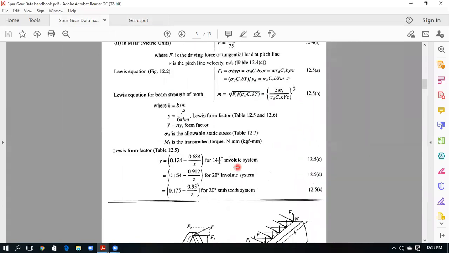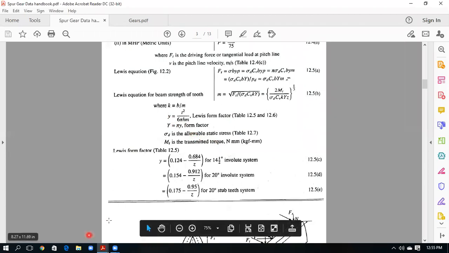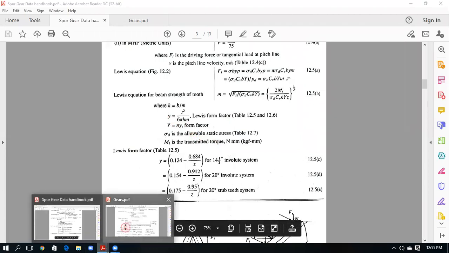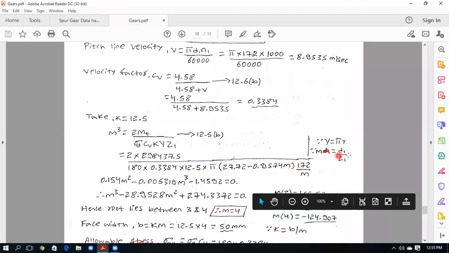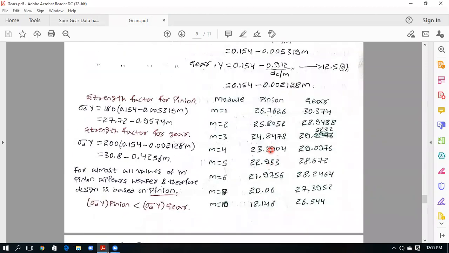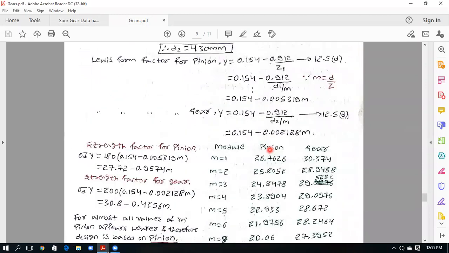12.5b. Here you can see that this is m cube. M cube is equal to 2 mt by K. Here you can see that capital Y is nothing but pi into y. Y is nothing but the Lewis form factor. Already we have calculated the Lewis form factor for the pinion. You have to substitute that. This is the Lewis form factor for the pinion.